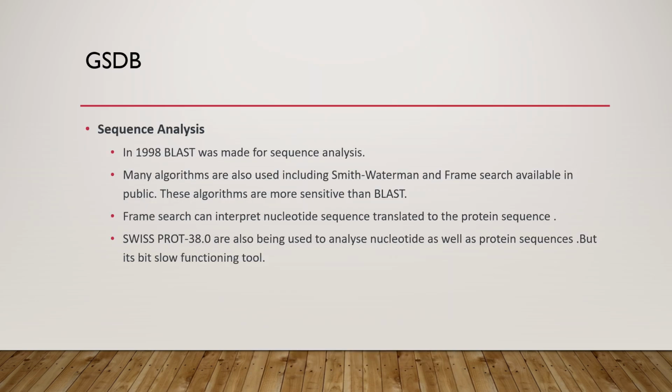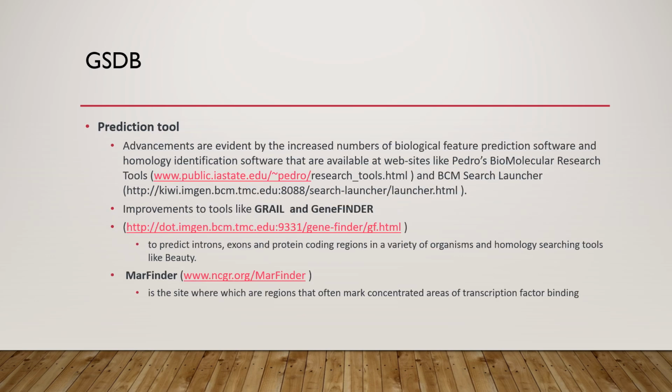As we all know, sequence analysis requires a very important tool called BLAST. Apart from BLAST, there are also several other tools. For example, you have the Smith-Waterman algorithm and FrameSearch, which are also available publicly. These are useful for understanding the sequences and their interesting information. You also have specific prediction tools associated with this database, which help us study it better. Particularly, it has improvements to tools like GRAIL and GeneFinder, which are very commonly employed to understand gene prediction in a given DNA sequence.